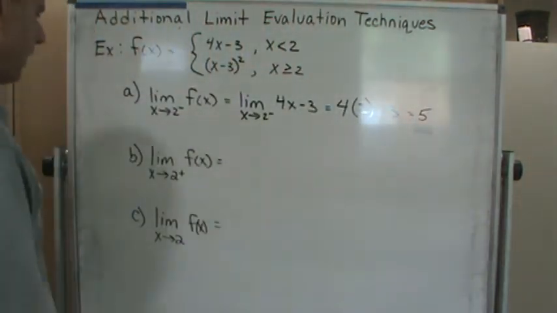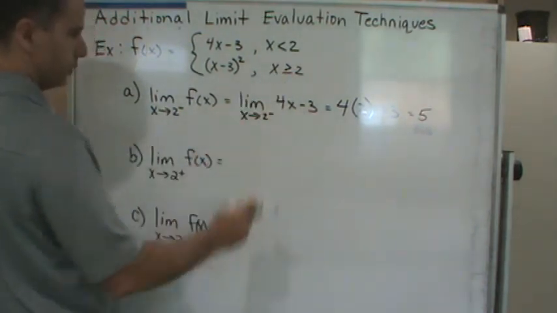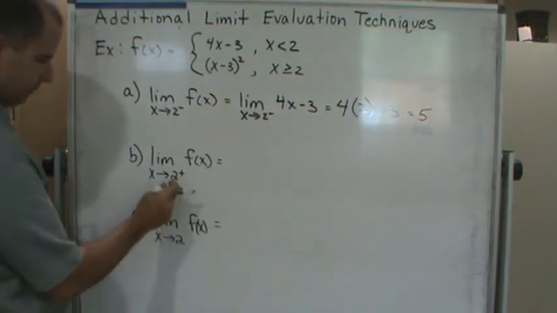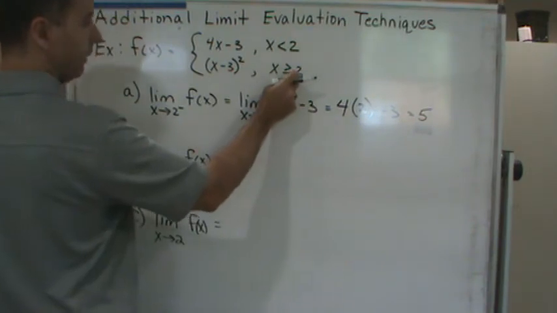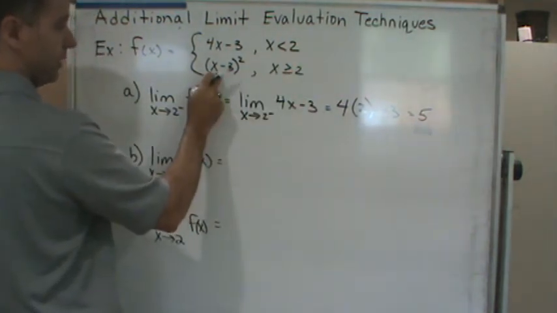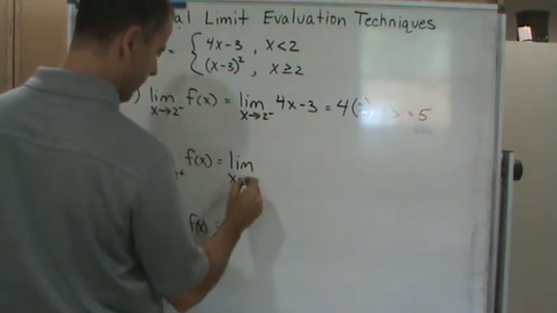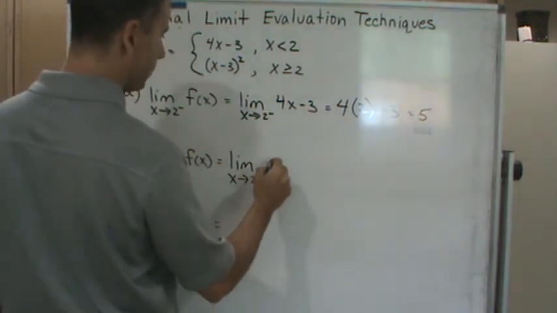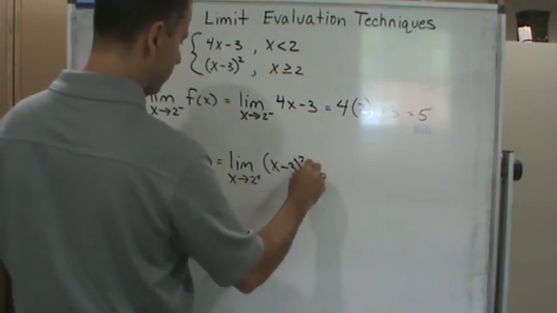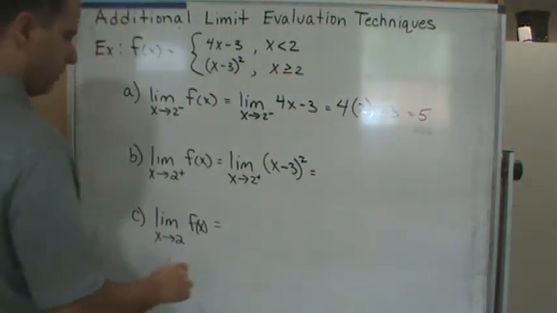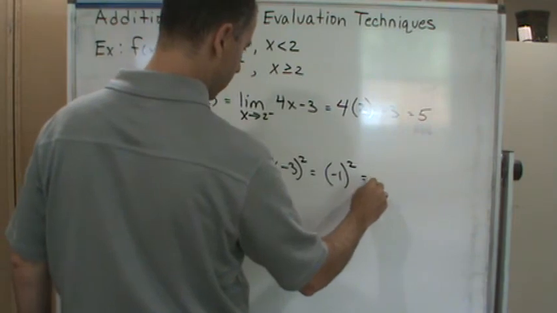And then likewise, if we're doing it from the right, the positive side, which means we're greater than 2, we're going to be over here in this set, which means we're going to be dealing with this rule. So we're going to be doing the limit as x approaches 2 from the right of x minus 3 squared. And of course, this is going to equal negative 1 squared, which equals 1.